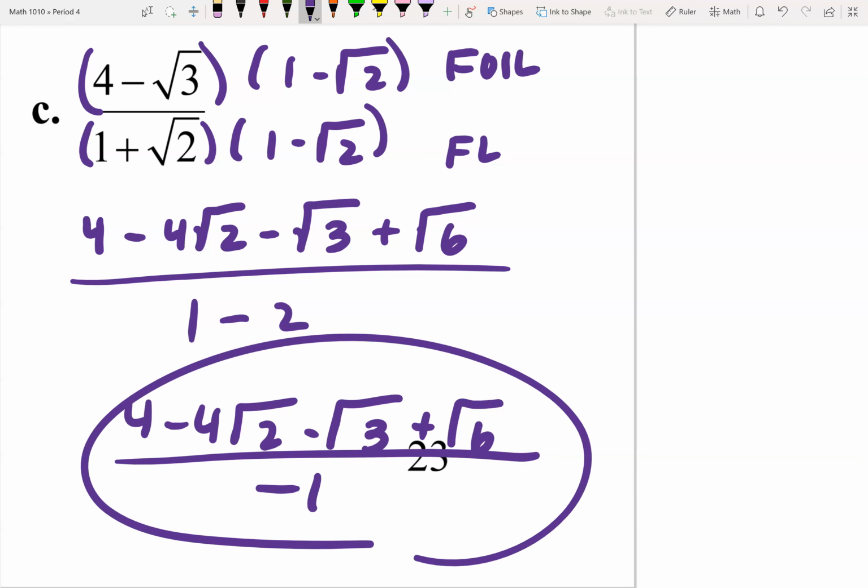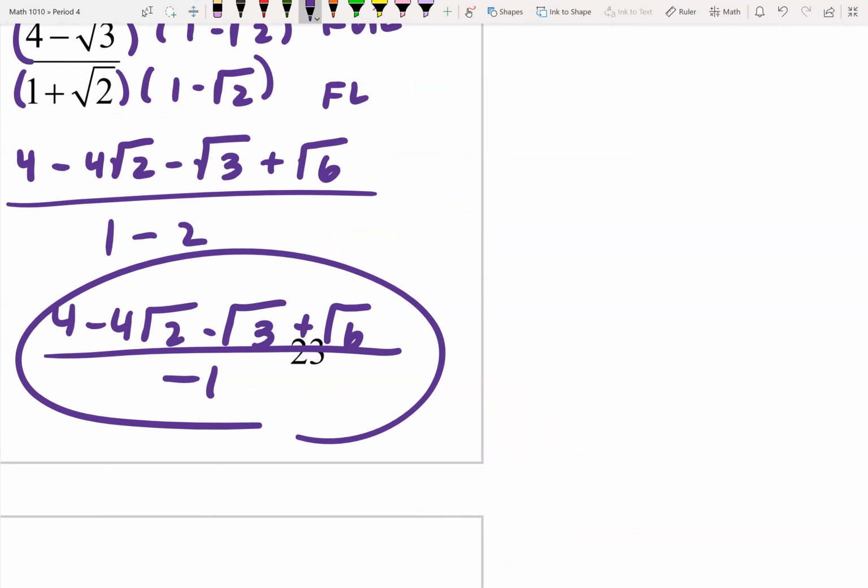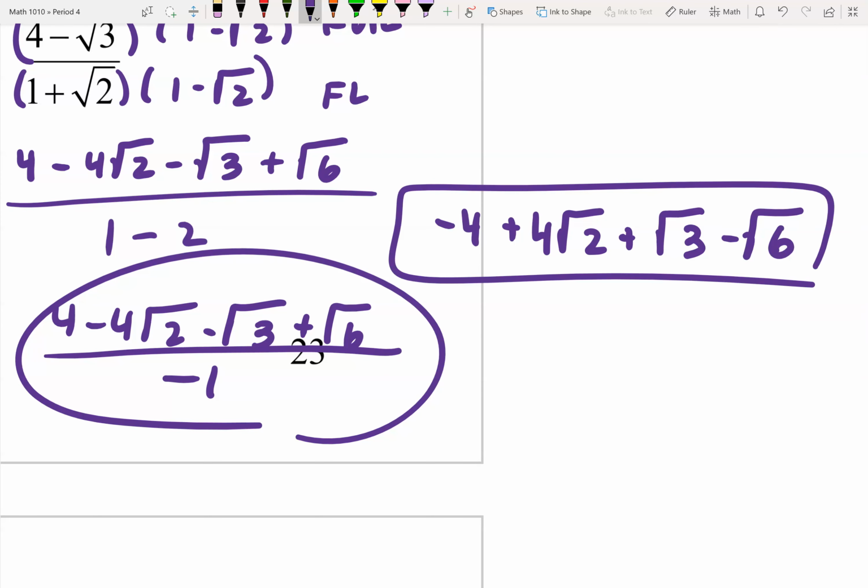Acceptable, full points, awkward. Right? Pull it up, change all the signs. Negative 4 plus 4 square root of 2 plus the square root of 3 minus the square root of 6. That's the best answer you could give. But they're both full credit.